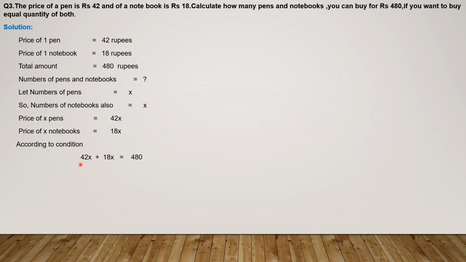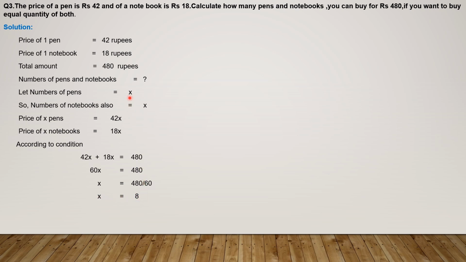Now simply simplify this, add 42x and 18x, we will get 60x is equal to 480. 60 is multiplied over here, on the other side it will simply be divided. Divide them, 0 will be cancelled out, and 6 ones are 6, 8s are 48. x is equal to 8.